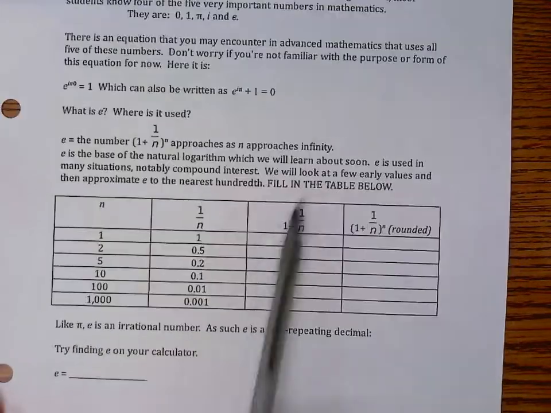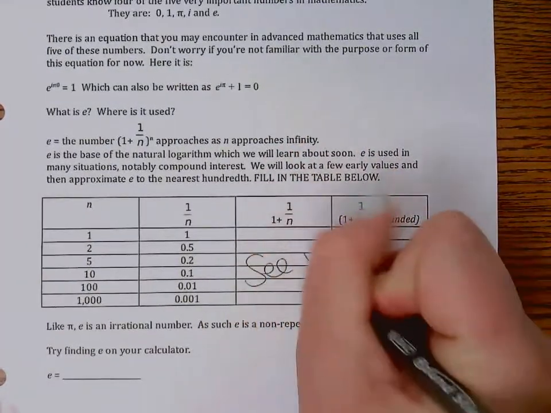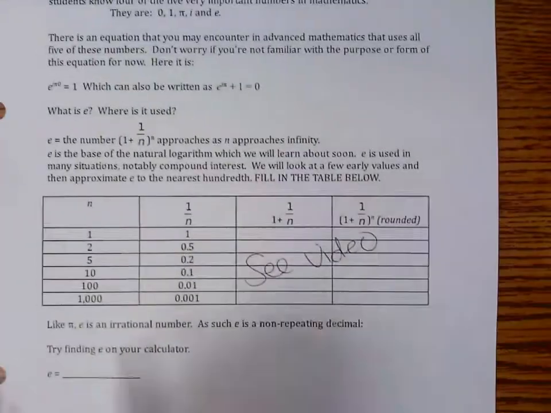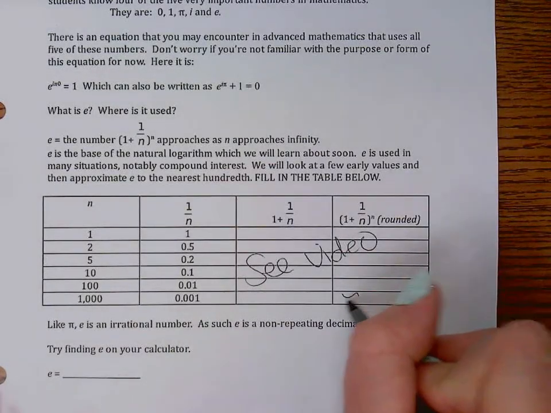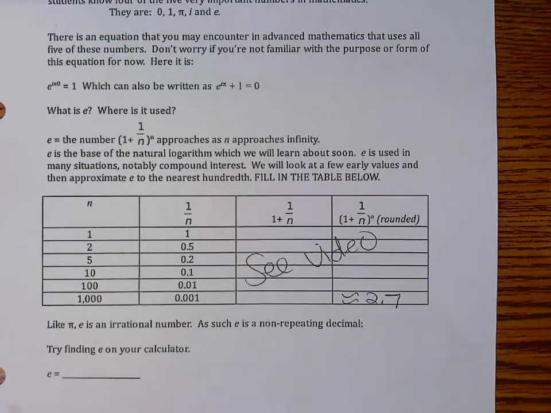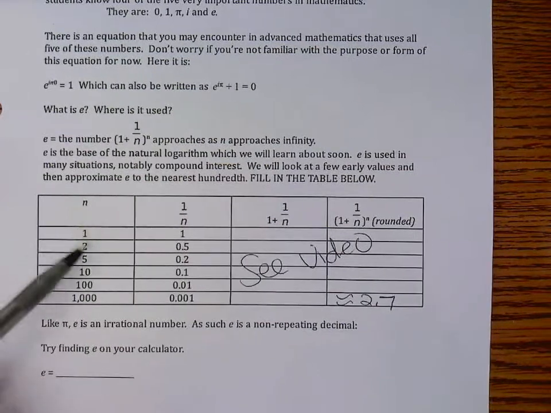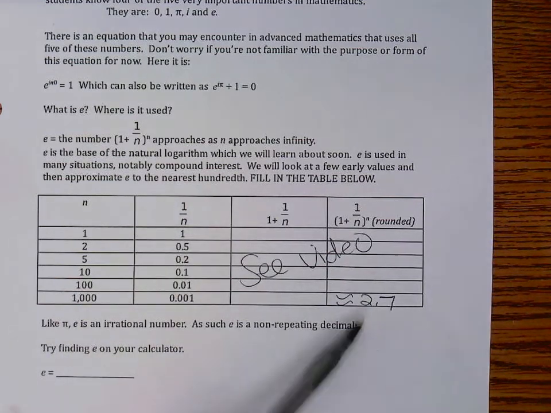e is used when we're doing compound interest. As we approach bigger and bigger values of n, the value approaches about 2.7. That was the compound interest as we did more and more. So n was like, they did 12, they did 365, they did 52. As n got bigger and bigger, the value for our interest approached 2.7.